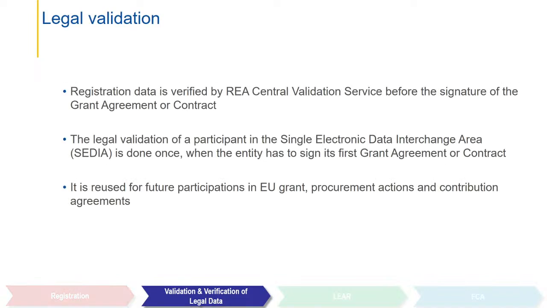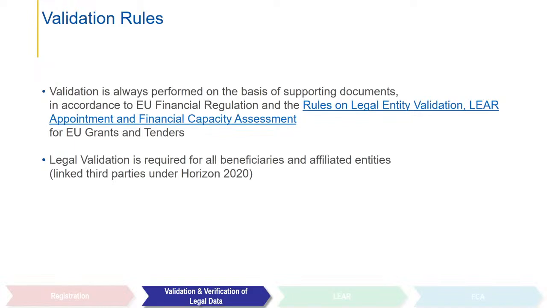Now, we at the REA Central Validation Service verify the data that you just registered. However, this is needed only before the signature of a grant agreement or a contract. At the submission stage, just the declared status is enough. This validation in the single electronic data interchange area, or SEDIA, is done once, and this is a big advantage, because you go through this process only once, in order to sign your first grant agreement or a contract. And after that, this already encoded and validated information is reused for future participation, no matter if it's in a grant, procurement, or contribution agreement.